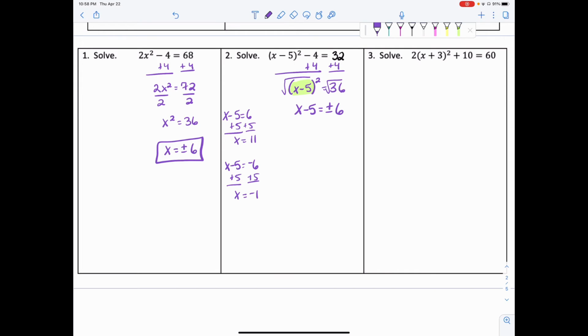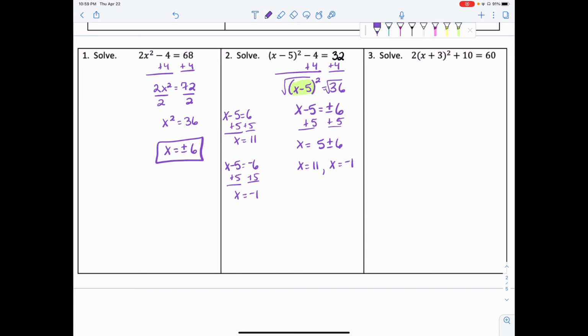So I'm still trying to get x by itself. To do that, I could add 5 to both sides. And that leaves me with 5 plus or minus 6, right? Remember, that's two different values. So one of them is 5 plus 6. 5 plus 6 is 11. The other would be 5 minus 6, which would give us negative 1. Notice that it matches up exactly with what we got when we wrote it as two separate equations.